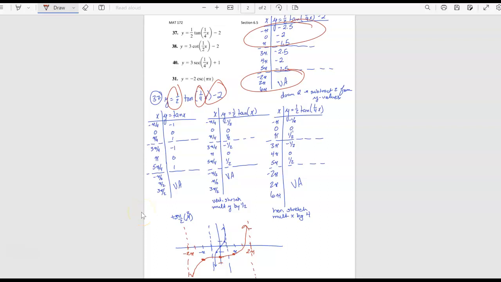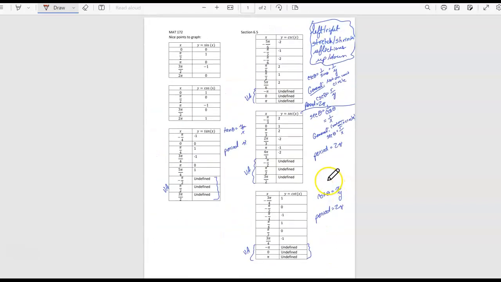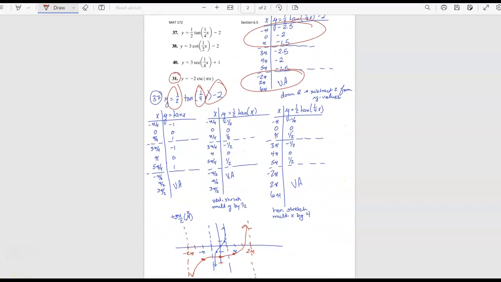All right, so let's do another one. Since we did tangent in this one, let's look at cosecant for the next one. So I'm going to open a new sheet of paper and we'll work through this one. So we've got y equals -2 cosecant of pi x.